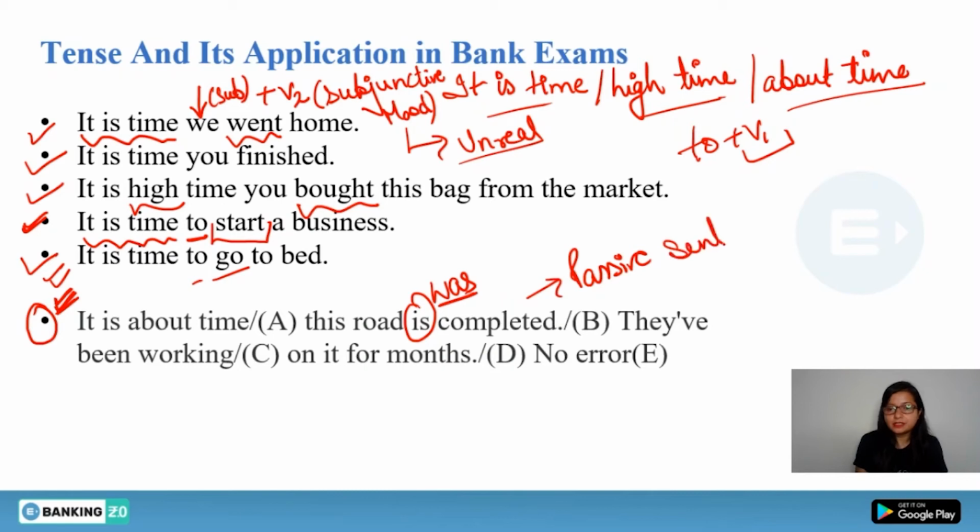It doesn't matter if you have a passive sentence, you still have to use the past form or second form of the verb. And if you have an active sentence, you also have to use the second form of the verb. Now it is about time this road was, not is, completed, because this is the passive sentence. They have been working on it for months. Now this sentence is talking about something hypothetical. It should have been completed, but it has not been completed. So this is talking about a situation that should have been done earlier. It is about time this road was completed. It means it is not completed. So this is all about it is time, it is high time, or it is about time.